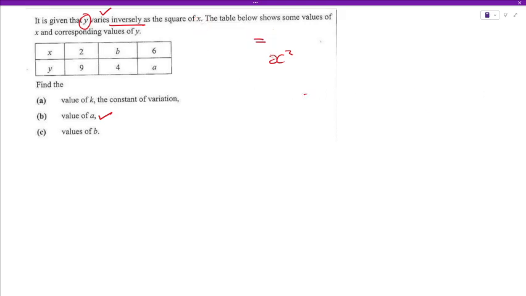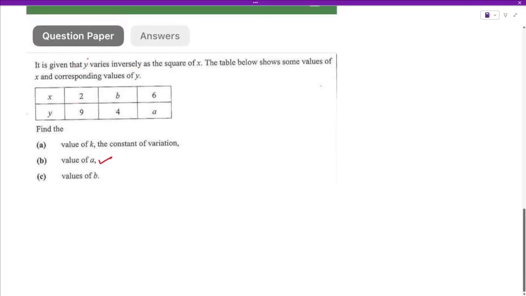Let me just redo this, I want people to understand everything. Let me scroll up a little. Given that y varies, you write y, plug in an equal sign, you add a k, inversely, underline, as the square of x, x squared. That's your formula. Find the value of what? K, the constant of variation.